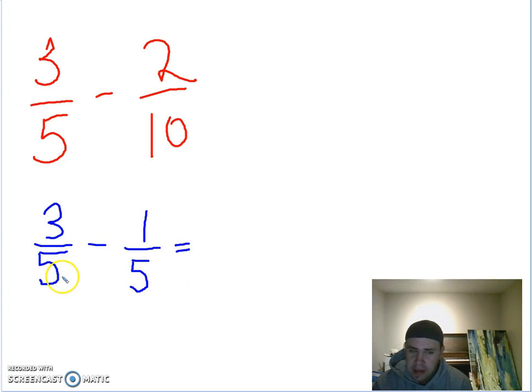Okay, that's the big thing, getting them into the common denominators. After that, you're pretty much golden, unless you have to simplify at the end. But that's kind of the easier part of the two. So 3 take away 1 is 2. Denominator staying the same. So 5ths. So 2/5 is the final answer.